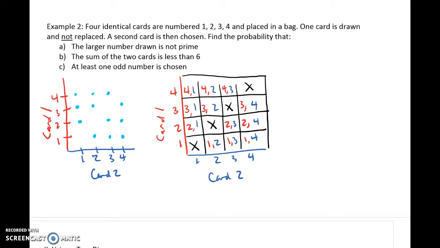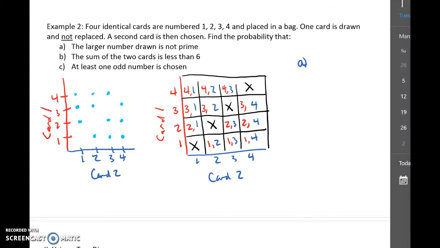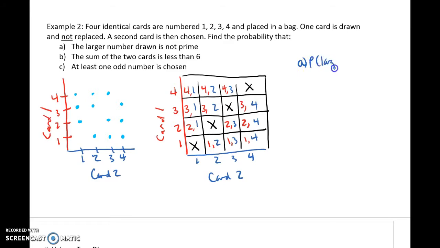So now let's calculate these probabilities. So A, what's the probability that the larger number is not prime? So once again, if you look, what are the possibilities? If I want to look at the larger number, for example, 2 is bigger than 1, but it's prime, right? So I don't want that. 3 is also prime, so I don't want that either. 4 is not prime, and 4 is larger than 1, 2, and 3. So I have a possibility of 3 out of a total of 6 and 6, right? 12 outcomes. So that reduces to 1/4.